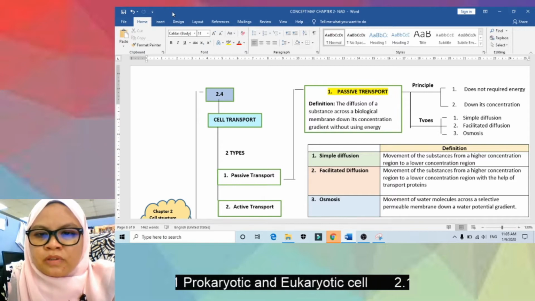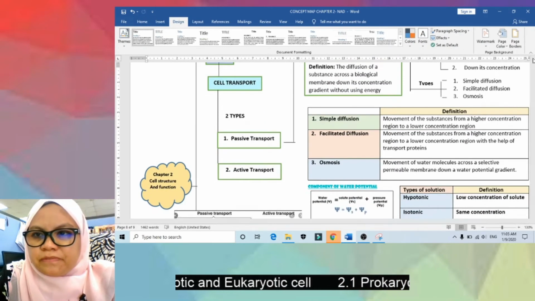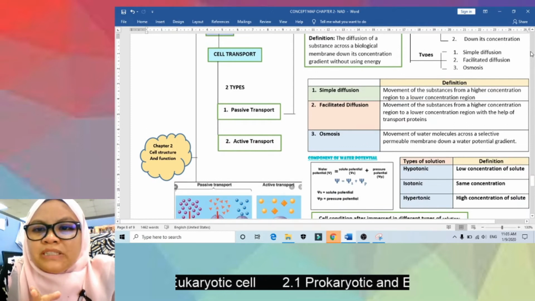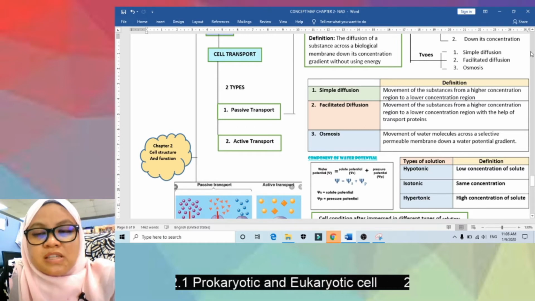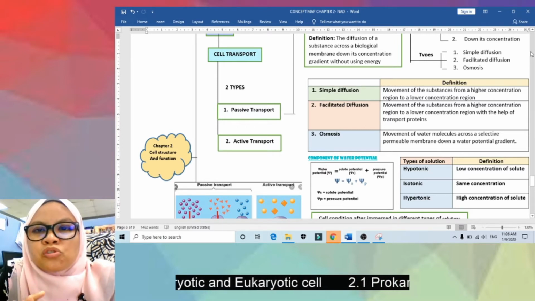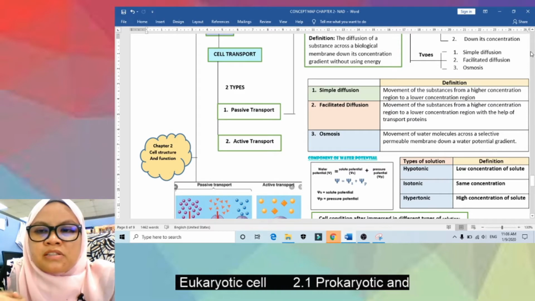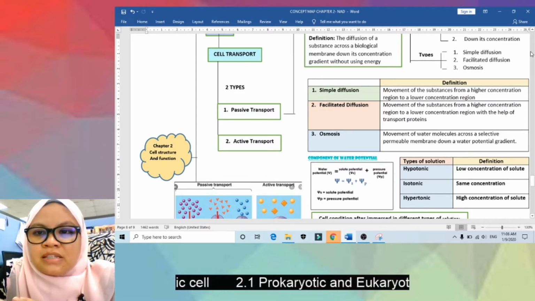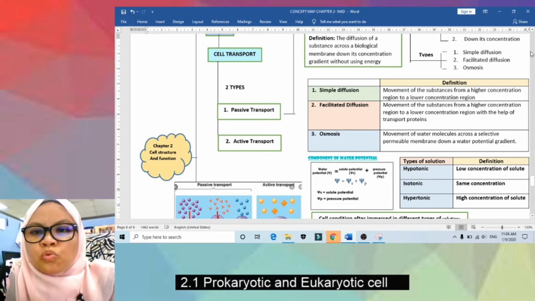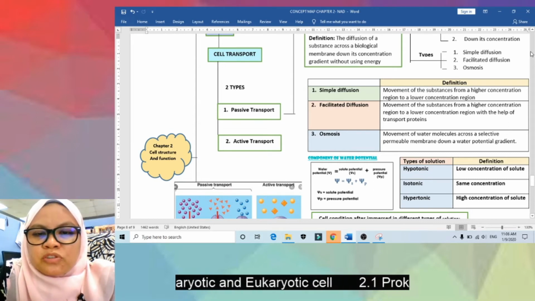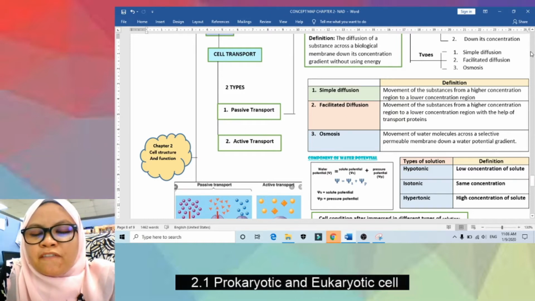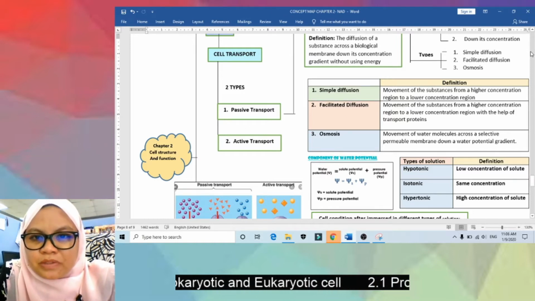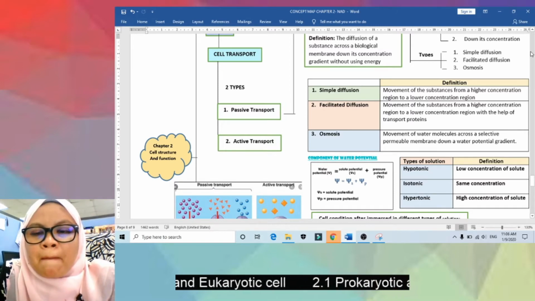For simple diffusion, the definition is the movement of a substance from a higher concentration region to a lower concentration region. This substance refers to small polar molecules, for example gas and certain ions. Simple diffusion does not require any carrier protein or channel protein, because the substance is able to cross the phospholipid bilayer directly, because they are small and polar.